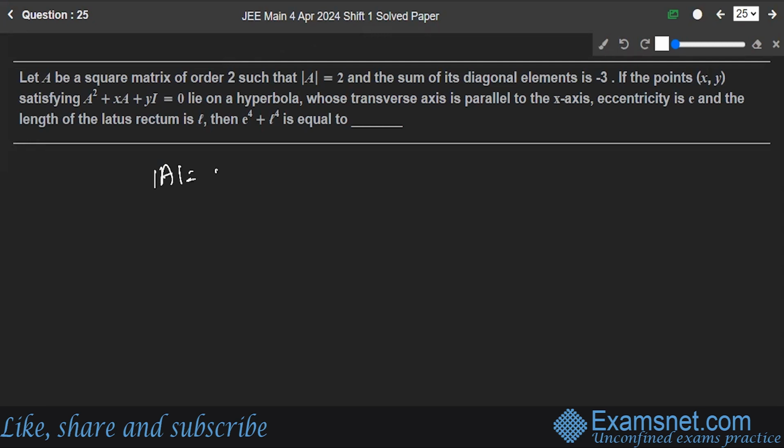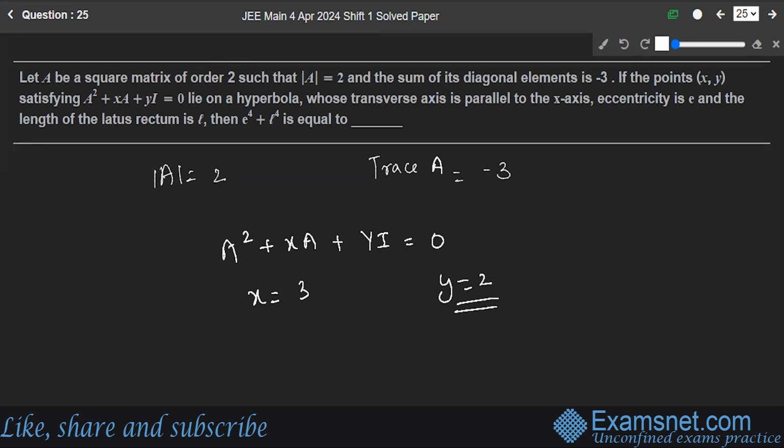So you have determinant of A matrix is equal to 2 and sum of the diagonal elements is equal to -3. So that means trace of A is equal to -3. Also, the characteristic equation is A squared minus trace A times A plus determinant times identity matrix is equal to 0. This lies on the hyperbola. So you have here x is equal to 3 and y is equal to 2, right?